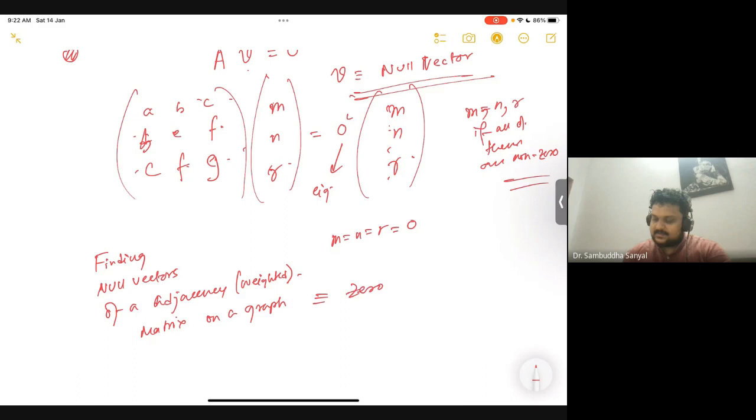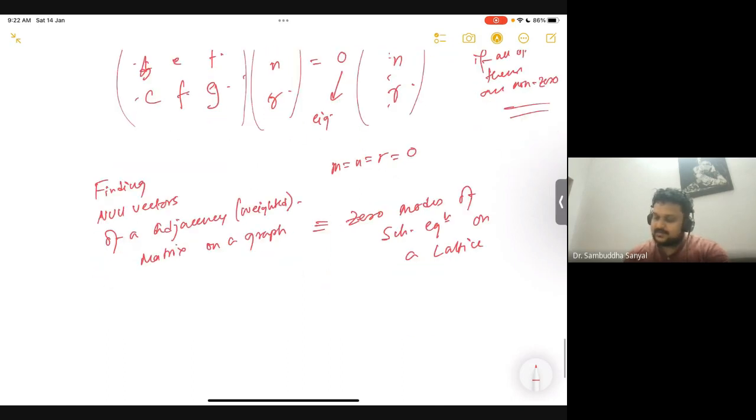Zero modes or zero eigenvalue solutions are also very important in various other classical problems, not just quantum problems. So there are these networks. These network zero modes are very interesting because these modes tell you how many ways you can. So, just a moment, zero modes of the Schrodinger equation on a lattice are also similar to mass spring problems. For example, you can say I make a network of masses and springs.